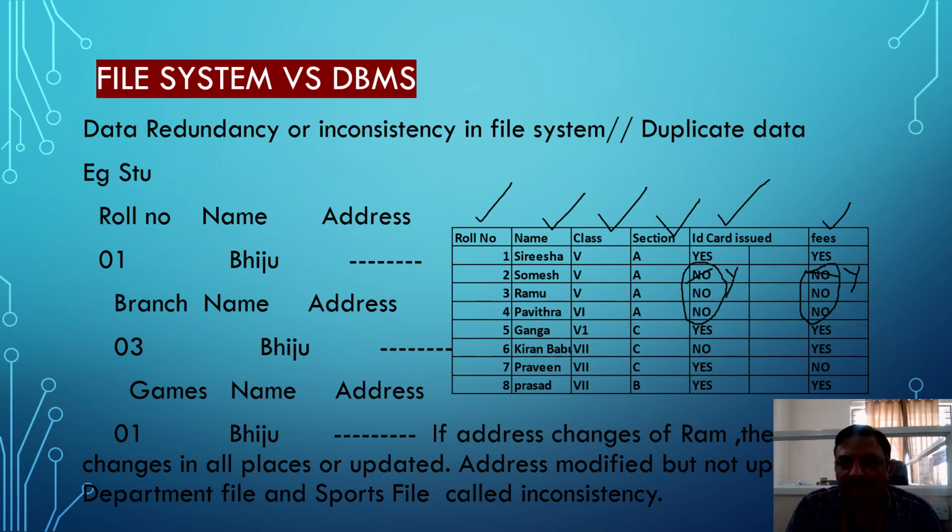Tomorrow one person may get confused. In this table it is written as yes, in another table it is no. So which one is valid? There is a problem in this. That is why the data redundancy problem is there in the file system. Whereas in DBMS, if you update the data in one table, it will be updated in all the tables at a time. Let us see next.